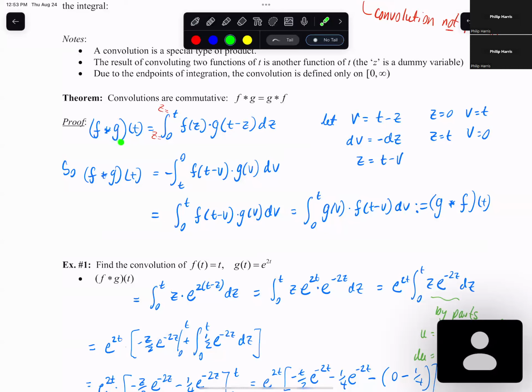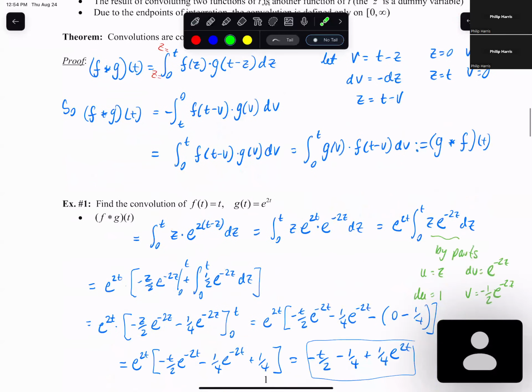So we started with F convoluted with G, and we now have here that this is equal to G convoluted with F. So you can treat them or set up this integral either way. You can put the t minus z into the G and just the f of z is the other one, or you can put the t minus z into the f and just leave the other one as g of z.